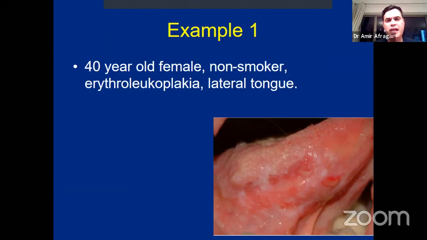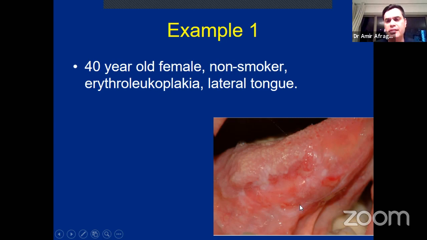I would actually like to end my talk with a few examples to look at the value of oral brush cytology. This is a patient who presented in 2015, and I can recall this case quite vividly in December, during Christmas time. It was a 40-year-old female. She was a non-smoker and presented to the oral med clinic at Tygerberg Hospital with erythroleukoplakia of the lateral border of the tongue. And as you can see, it's quite a large lesion.